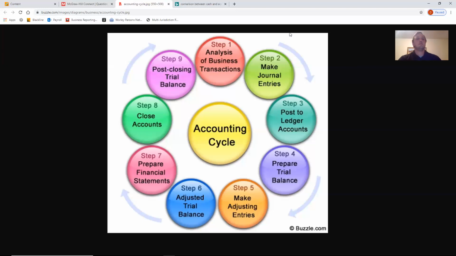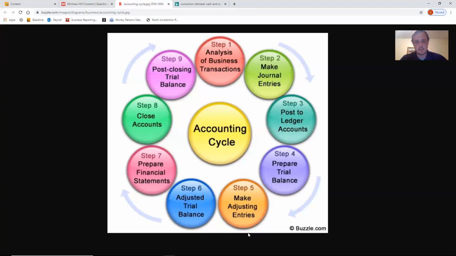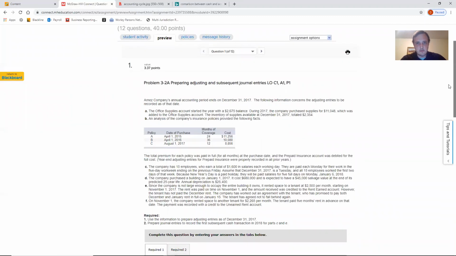All right, so with that in mind, we'll go into our homework. So again, homework assignment 2. And again, this homework assignment is on step 5, figuring out what has happened since when we initially recorded the transaction to today. So we're going to go through various examples of what might have changed during that time. All right. So today you have 12 questions.